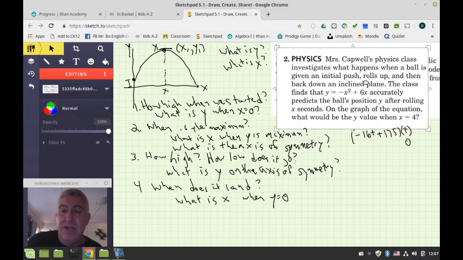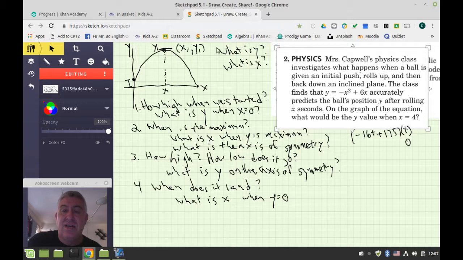I've got a couple more here and then we're going to stop. Mrs. Capwell's physics class investigates what happens when a ball is given an initial push, rolls up, and then back down an inclined plane. The class finds that the equation accurately predicts the ball's position y after rolling x seconds. On the graph of the equation, what would be the y value when x equals 4?